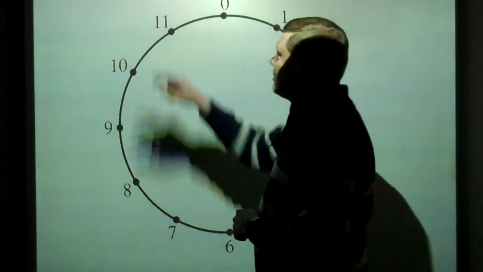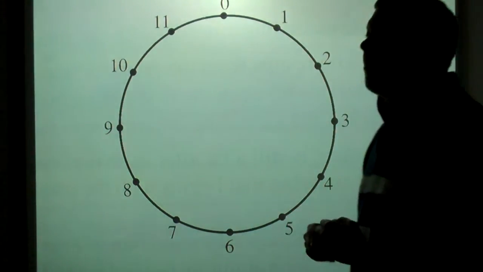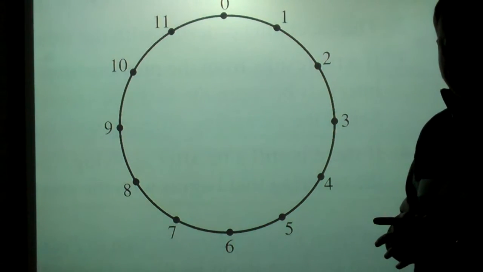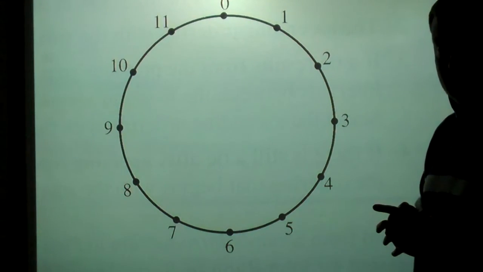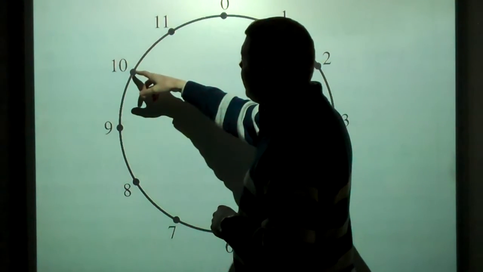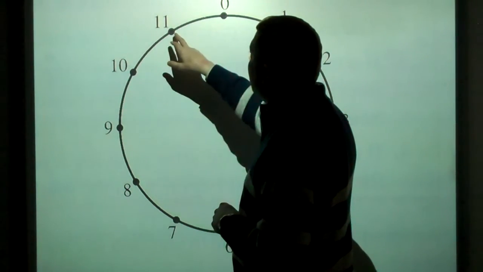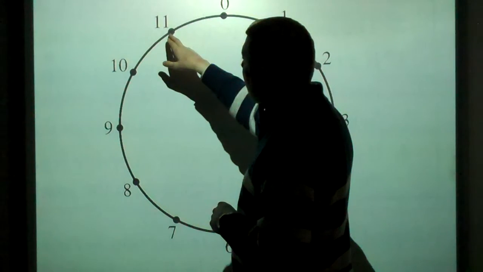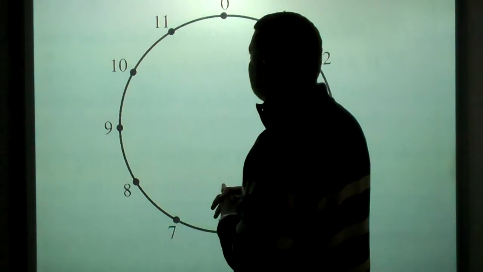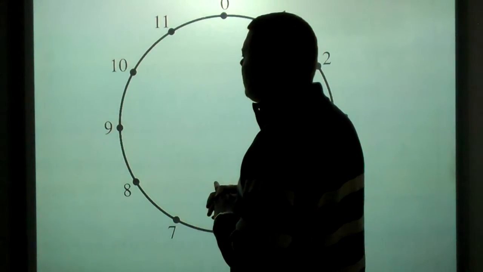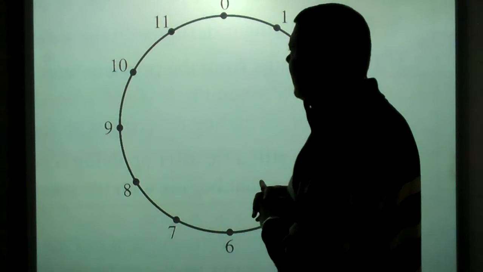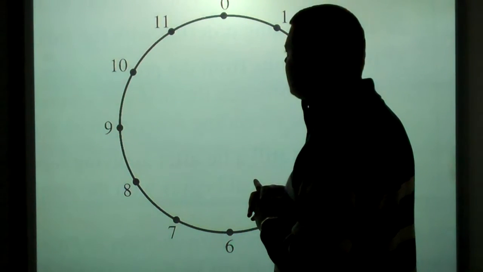So for instance, 10 plus 11 we know is 21, but that's too large. It has to be between 0 and 11. So what is 21 minus 12? Well, it's going to be the same thing as going from 11 and then going back 12 half steps. So 21 minus 12 actually equals 9.